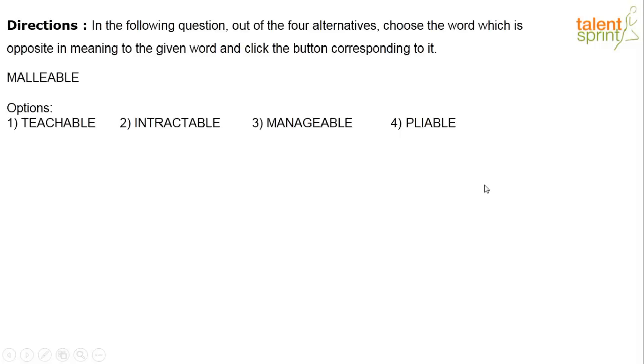Okay. So the first question we have, let's read the direction. Rupali also first attempt. All right. So in the following question, out of the 4 alternatives, choose the word which is opposite in meaning to the given word, and click the button corresponding to it.